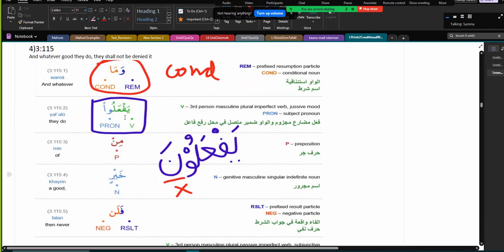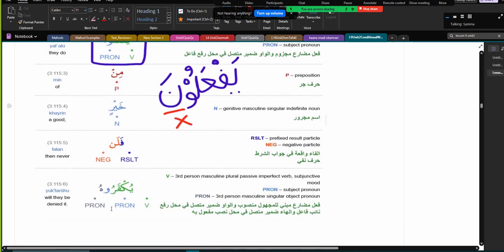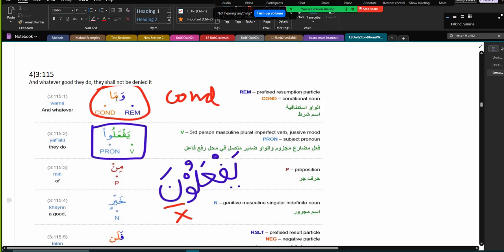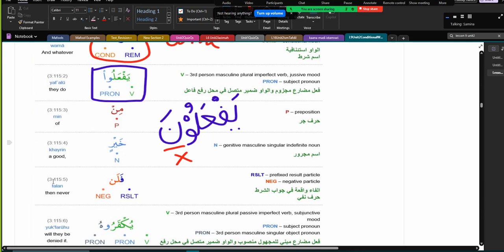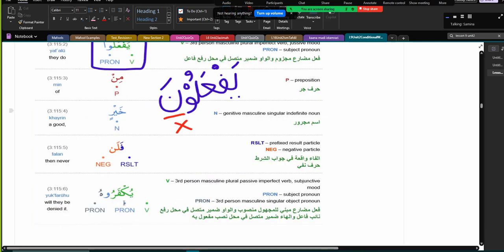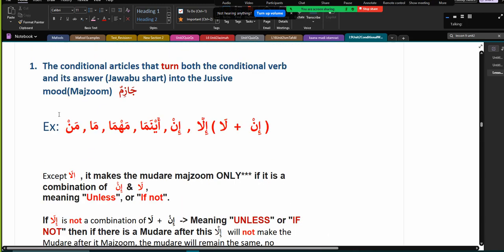One more example is wama yaf'alu min khairin falan yukfaruh. So here ma is a conditional word, that is a huruf shart. Because of that, yaf'aluna becomes madzum, the noon drops and it becomes yaf'alu. And whatever they do of good, falan yukfaru, then never will they be denied of it. This is jawabu shart. This yukfaru, this is fi'l mudari, this is mabni. We are going to learn it in our coming lesson. This is also madzum.